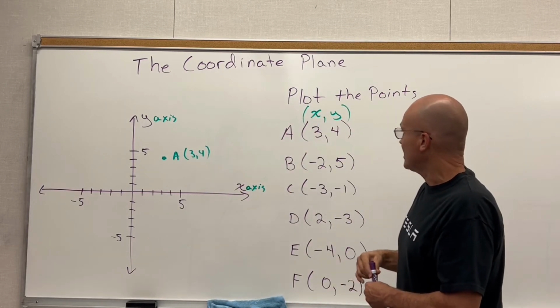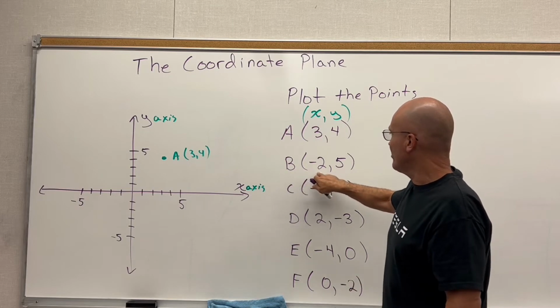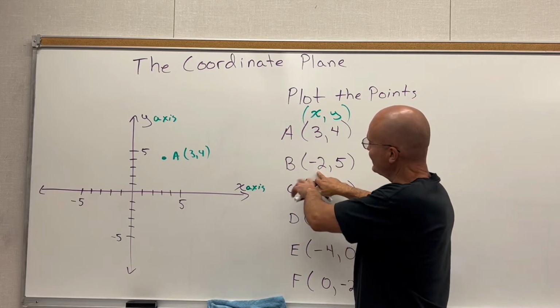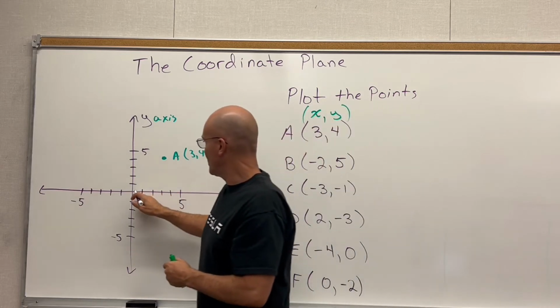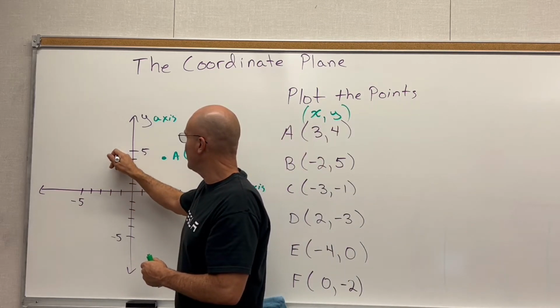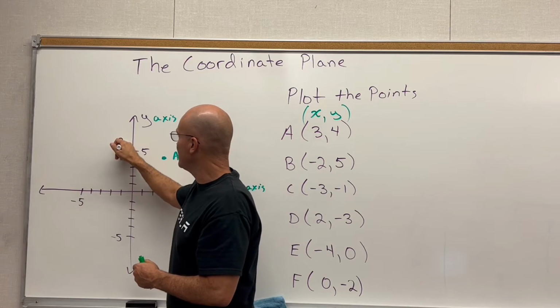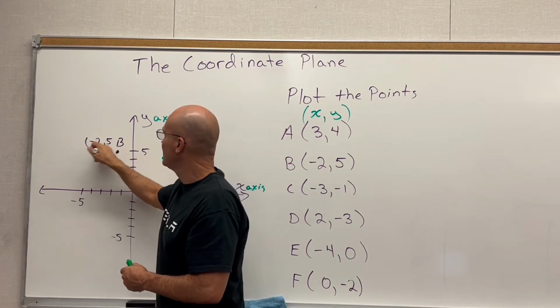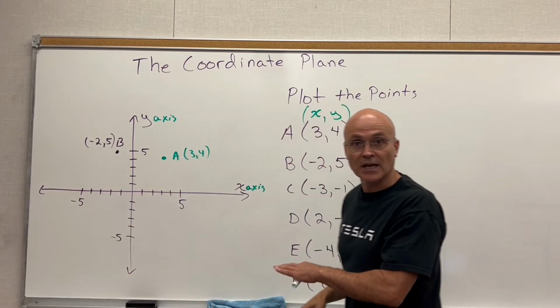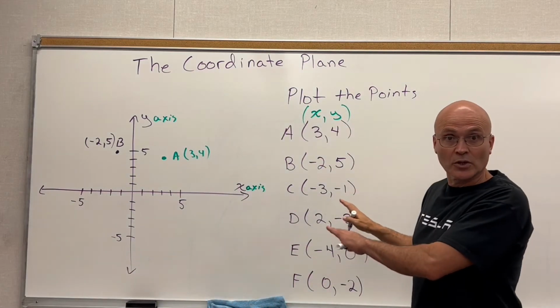So taking a look at point B, x is negative 2, so you're going to go left 2 and up 5. So go to the left 2 squares and up 5. And that's where point B is located, at the point negative 2, 5. I hope this is making sense, how these numbers tell you where to go and make your point.